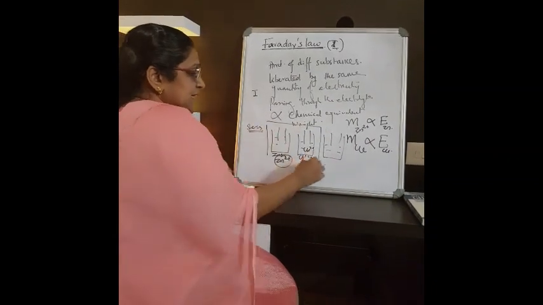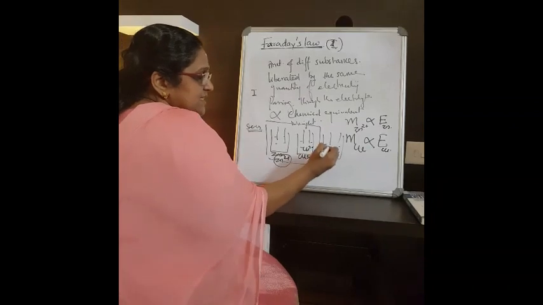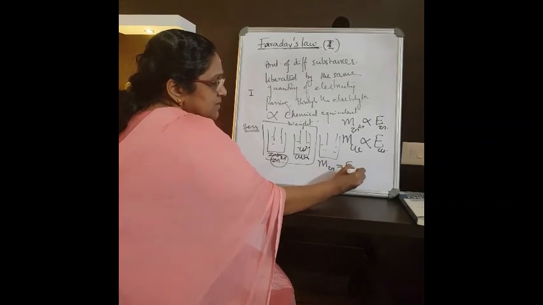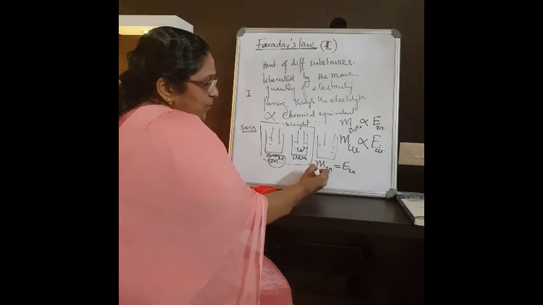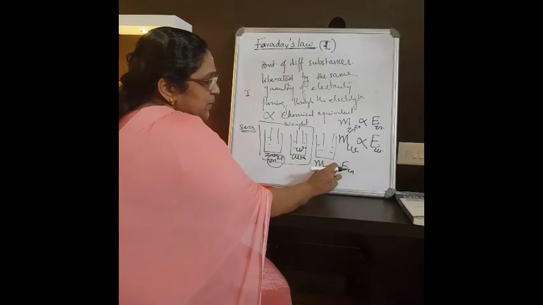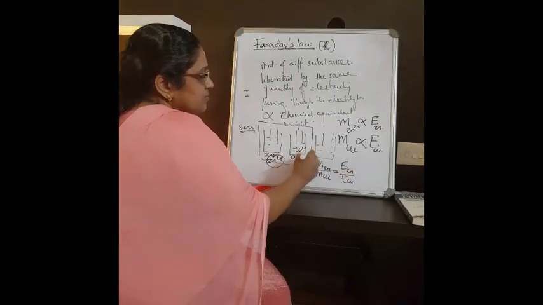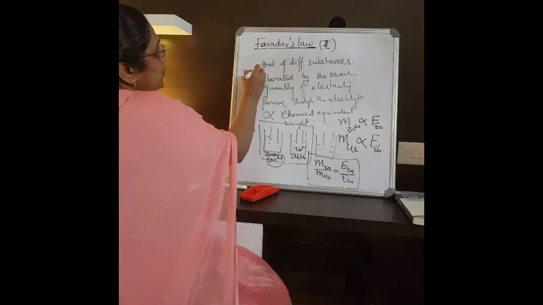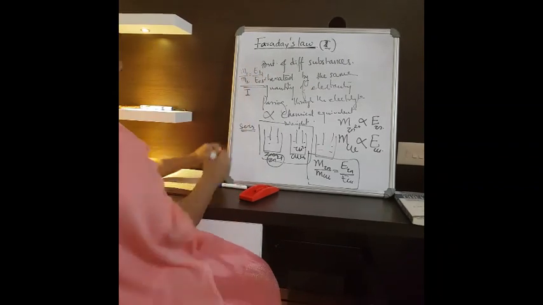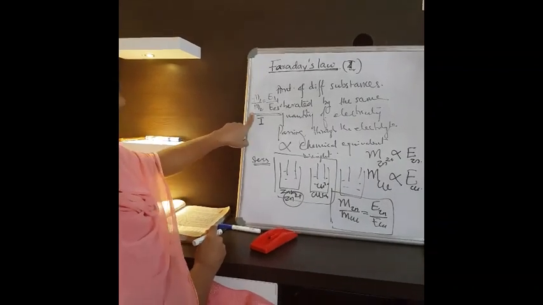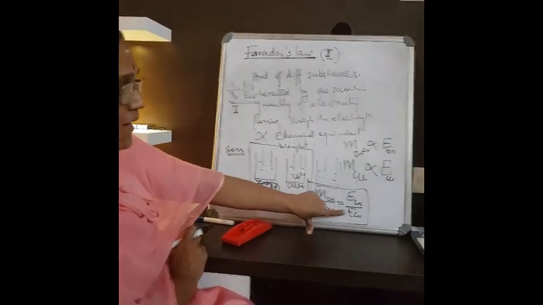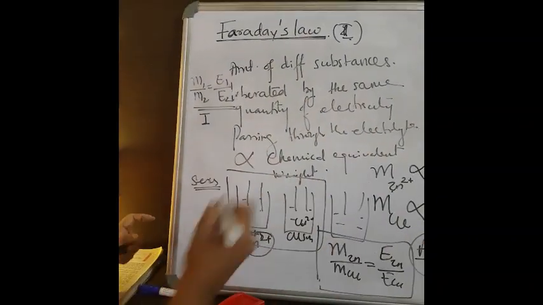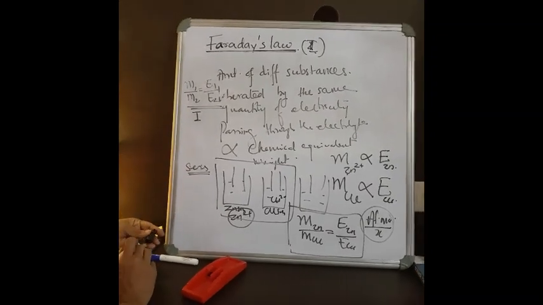Now, if these two are connected in series, I can write, for example, M of zinc is proportional to E of zinc, and M of copper is proportional to E of copper. So, I can write M of zinc by M of copper is equal to E of zinc by E of copper. This is another important equation. You simply write it as M1 by M2 is equal to E1 by E2. So, this is the equation for Faraday's second law, where E is the electrochemical equivalent, that is atomic mass by X. So, this is about Faraday's second law.